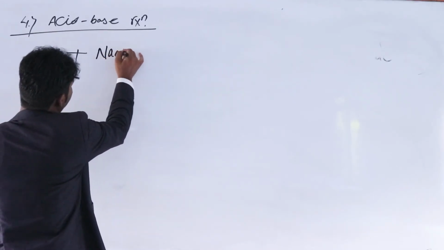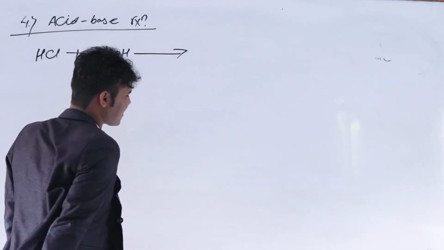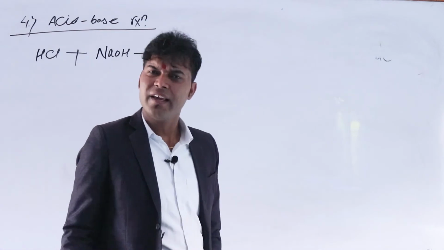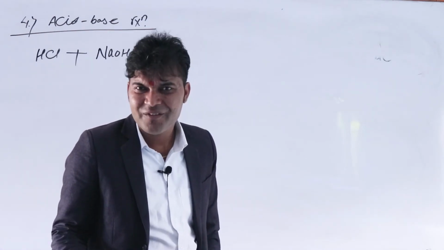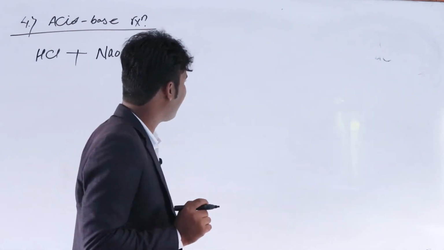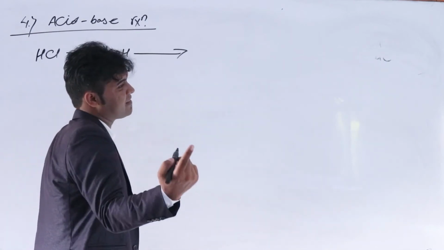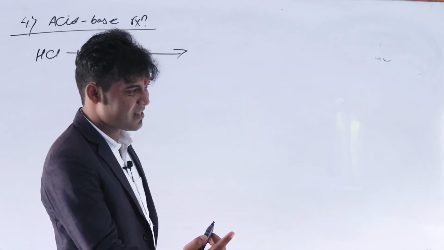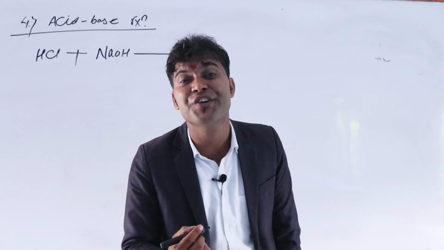You remember one acid? HCl. It is the easiest to remember. HCl plus NaOH. It gives salt. The first compound is salt. Salt means it contains neither acidic properties nor basic properties in general.